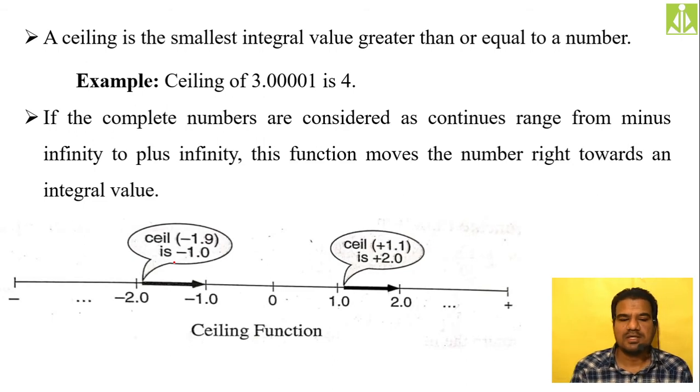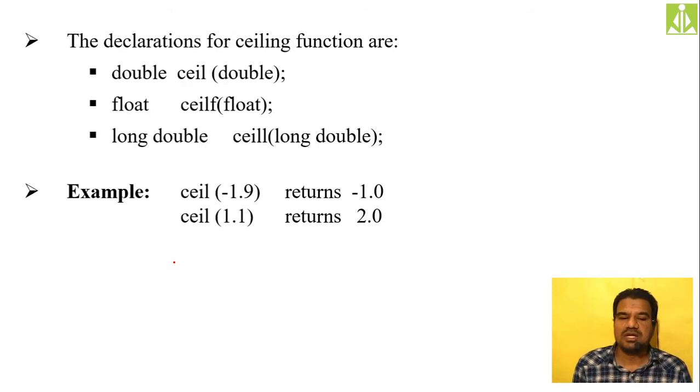Remember this one. So for these ceiling value functions, we don't have integral and floating point. We have only floating point, because floating point numbers we are converting into integers. So if you take a double floating point number, to convert the double number into a whole number or an integral number, we use only the ceil function, CEIL.